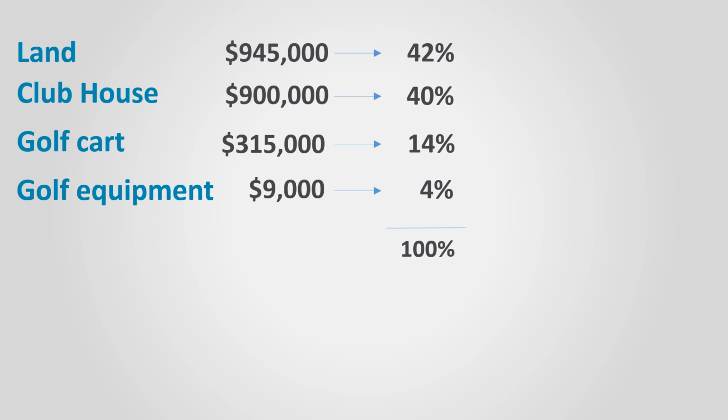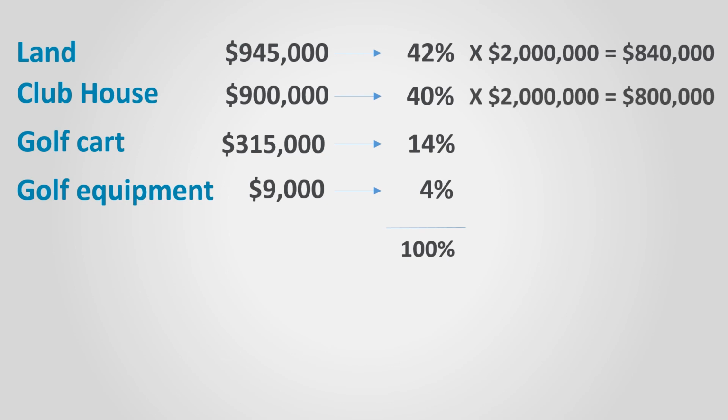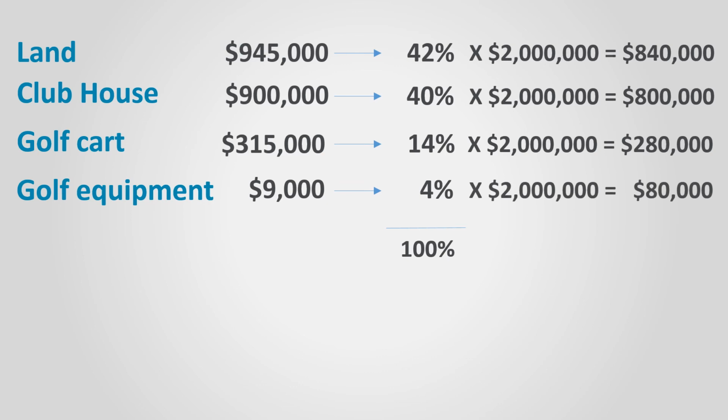Then, we are going to multiply each percent by the amount that the company paid to allocate the cost of each asset as follows. For example, for the land, we will multiply 42% by 2 million, so the land cost will be equal to $840,000. The same thing applies to the building, where its cost will be equal to $800,000, and the golf cart, where the cost will be equal to $280,000, and the golf equipment, where the cost is equal to $80,000. The total cost must be equal to $2 million.